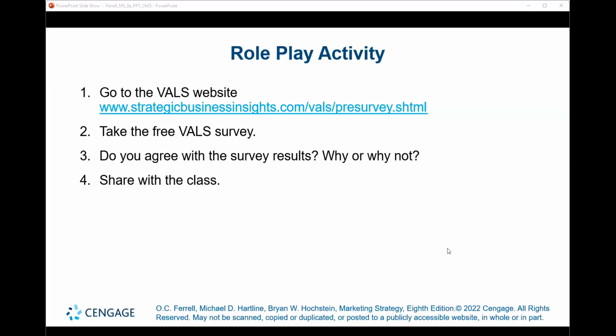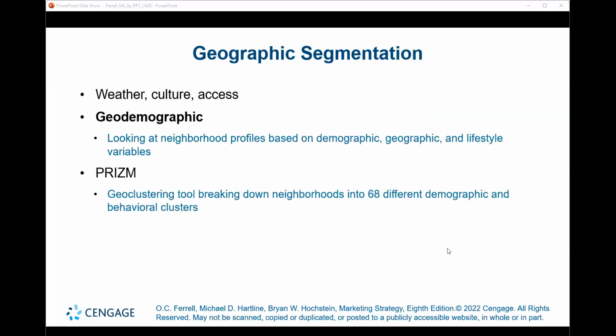All right. So I can't make it up, folks. It's real. Okay. So I talked about geodemographics. You look at neighborhood profiles based upon geographics, okay, demographics, and lifestyle variables, and very closely can drill it down to the neighborhoods that you're looking for.